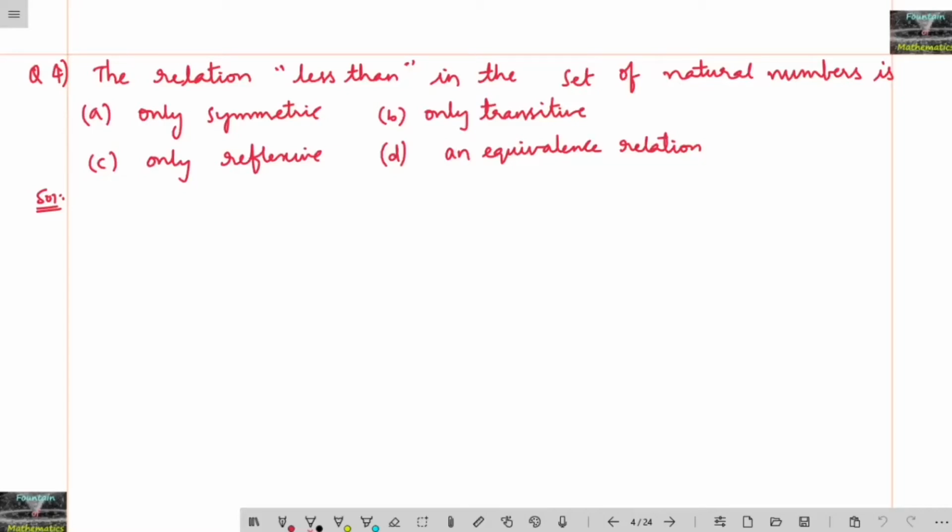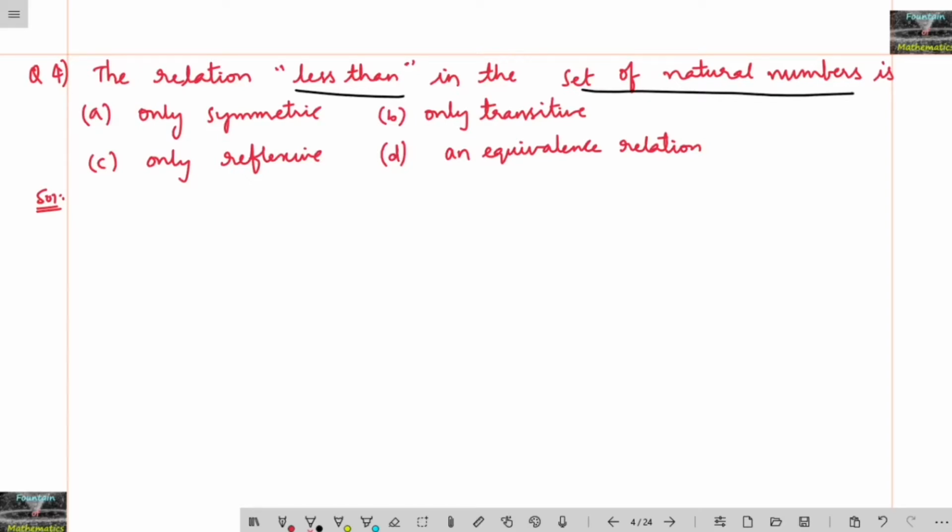The relation less than in the set of natural numbers is only symmetric, only transitive, only reflexive, or an equivalence. To show an equivalence, we must show all of these are correct: symmetric, transitive, and reflexive. So first let me recall once again. In my previous videos I also explained about relations.